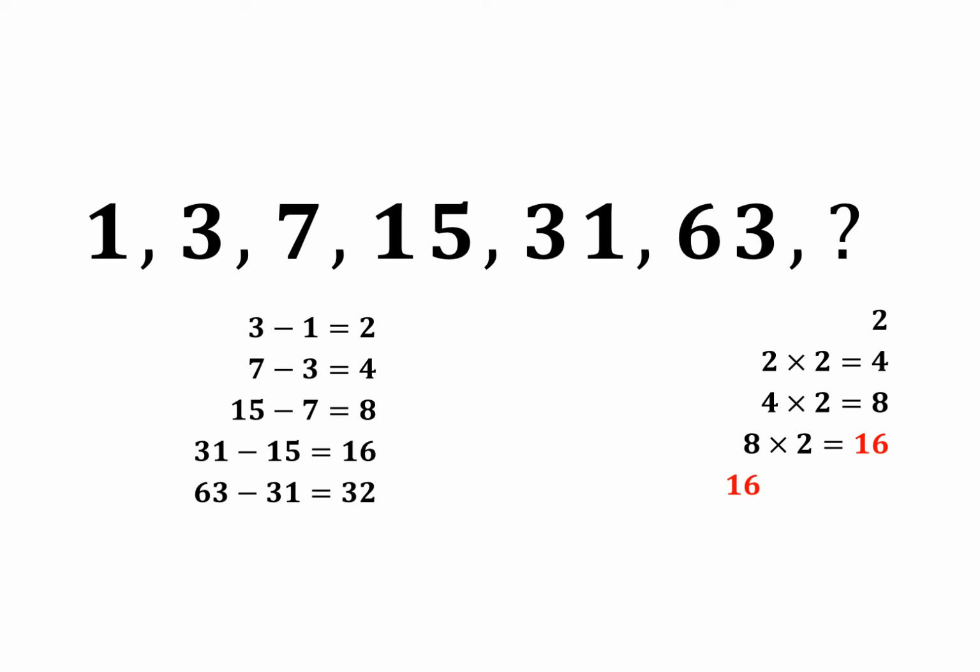This 16 is multiplied with 2, becomes 32. This is how this 32 is obtained. Now, this 32 is again multiplied with 2, becomes 64.